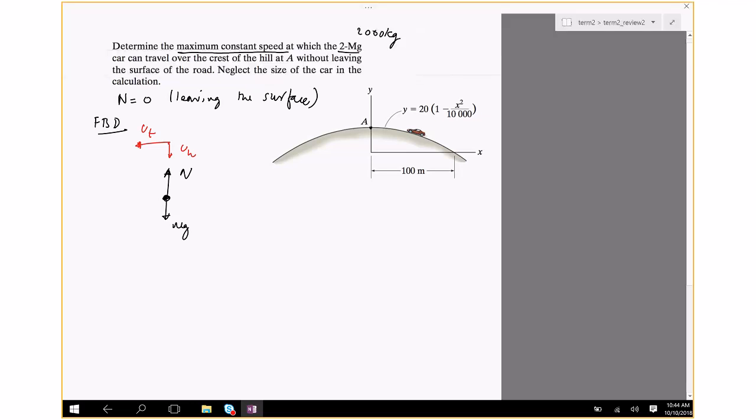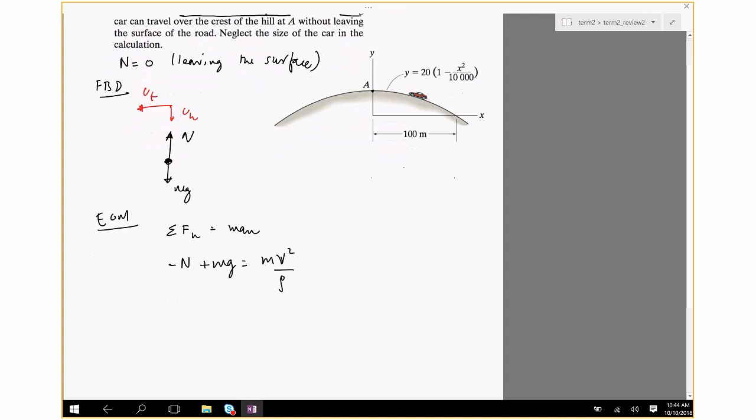Let's write the equation of motion. Since I'm interested in the n direction, I'm going to write Fn equals mass times an. Fn is negative N now because N is in a direction opposite to un, plus mg equals mv squared divided by rho. You want to find when N is equal to 0. You can cancel off m. So g, which is 9.81, equals v square, which is the unknown, divided by rho.